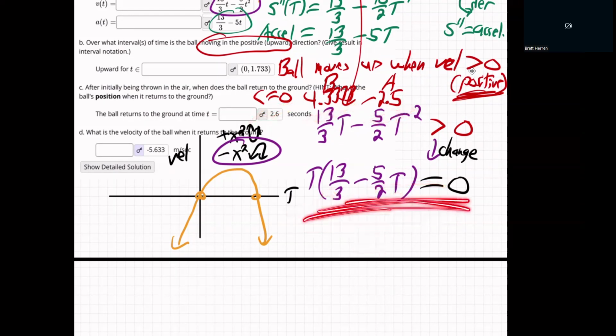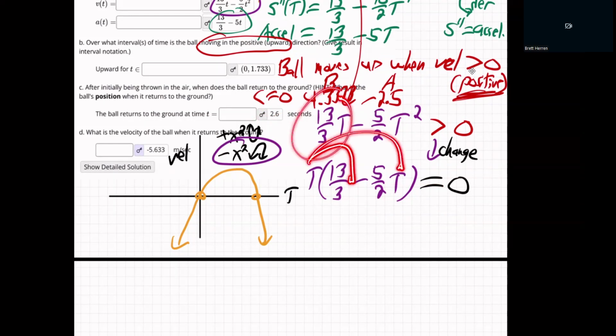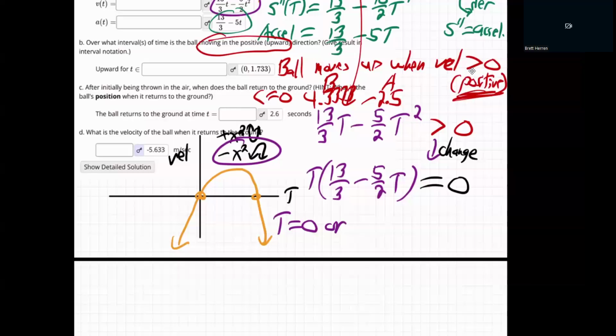But this is way easier. So when you can factor, just do that instead. See how I took out a t? See how this is right? t times this will go back to 13 over 3 t. t there will go back to t squared. Okay, so what? Well, now I can say the first t equals zero or the whole parenthesis equals zero.